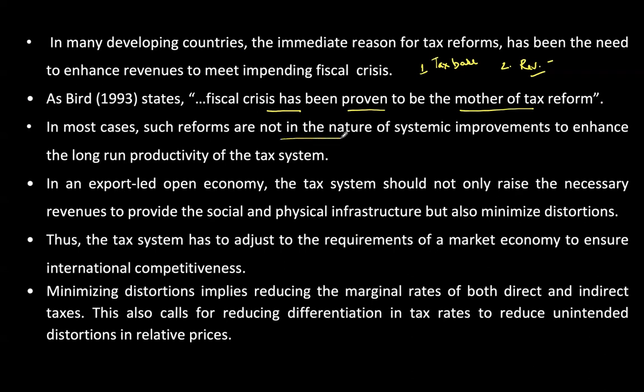In most cases, such reforms are not in the nature of systemic improvements to enhance the long-run productivity of the tax system. In an export-led open economy, the tax system should not only raise necessary revenues to provide social, physical and environmental needs, but also minimize distortion. So how can we reduce inequality and regressive taxation? We also have certain schemes, like the amnesty scheme, for people who have been involved in tax avoidance, or, to be precise, tax evasion. They are provided certain incentives: if you disclose and file, you have to pay only a certain penal tax rate, and you will not be given a jail term. This is also one of the ways of improving efficiency or increasing tax revenue.